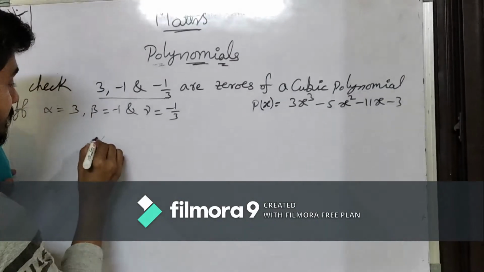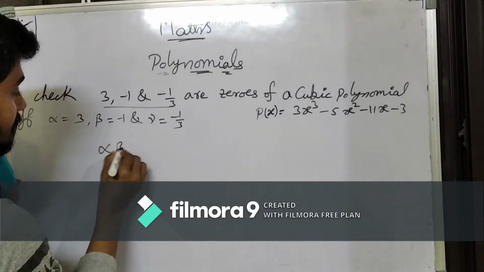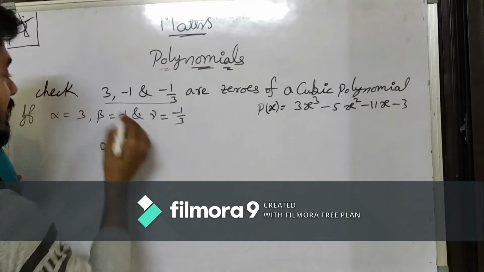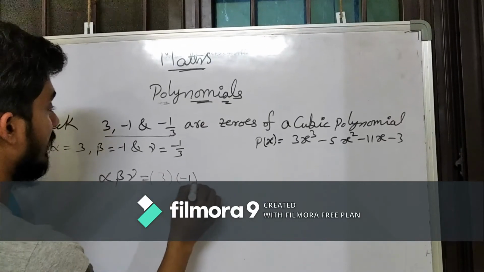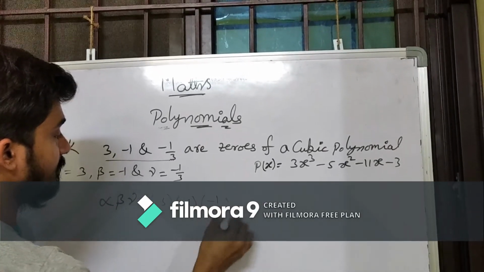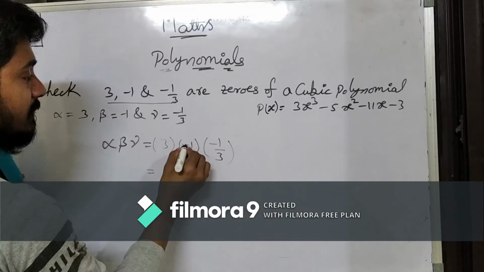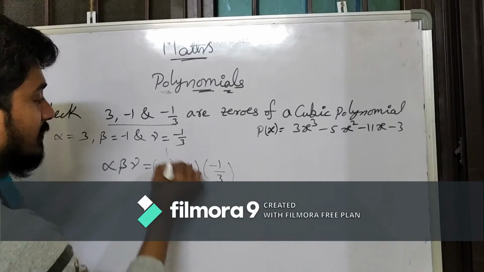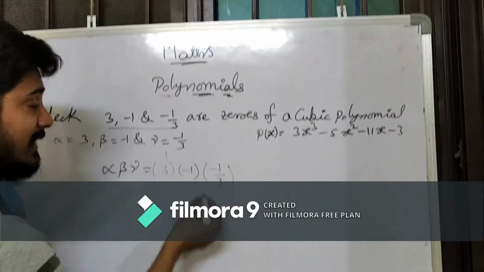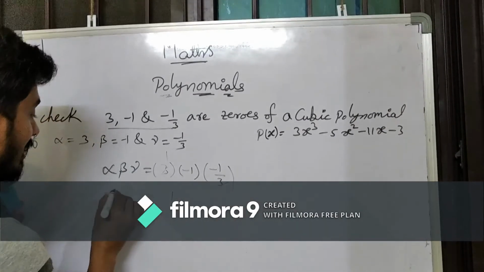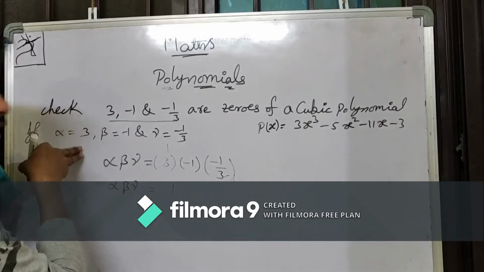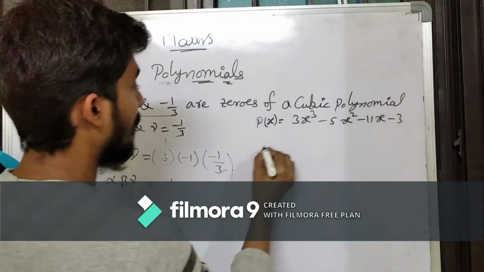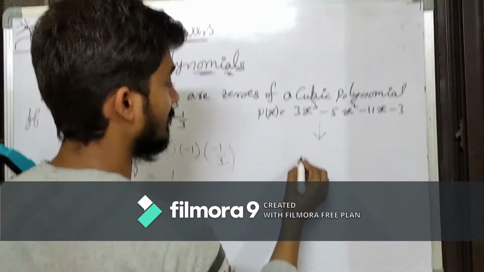Product of the zeros: alpha beta gamma, 3 into minus 1 into minus 1 by 3. Minus into minus is plus, 3 by 3 is 1, so 1 into 1 into 1 is 1. Alpha beta gamma, the product of the zeros, equals 1. This is by using zeros of a cubic polynomial. Next, by using coefficients of a cubic polynomial.